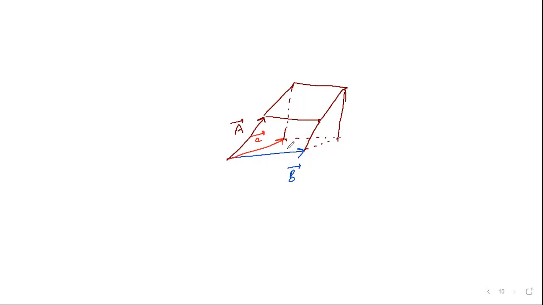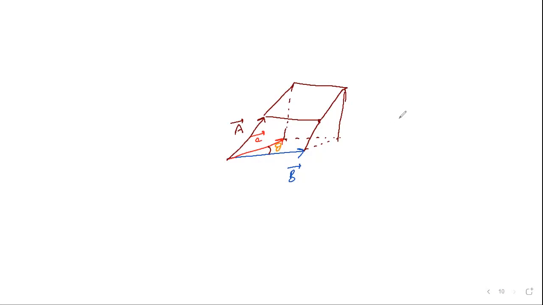See, this is one face of the parallelepiped, the lower face. This is the upper face. This is this side face, right? This is another face. This is the front face, and this is the back face, right? So let this angle be theta.